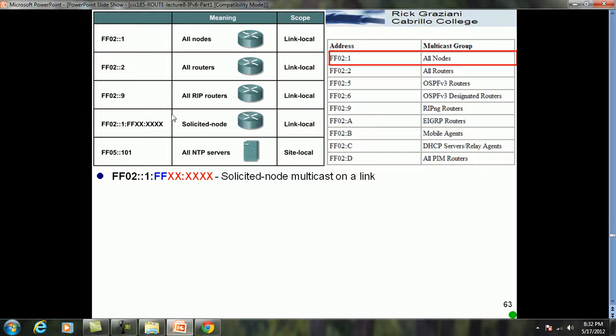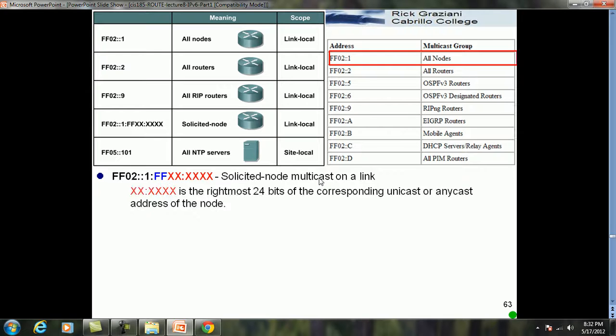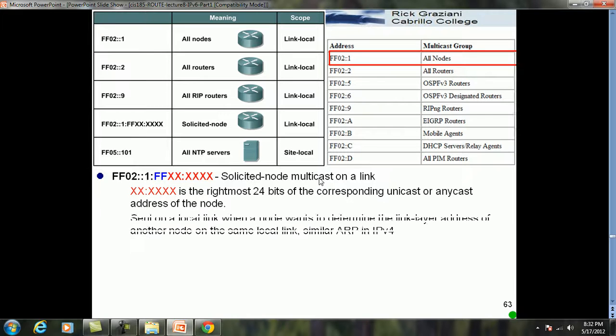FF02::1, then FF02::1:FFXX:XXXX, the solicited node multicast address. What does this mean actually? The solicited node multicast address uses the rightmost 24 bits of the corresponding unicast or anycast address of the node. It is sent on a local link when a node wants to determine the link layer address of another node on the same link. It is similar to ARP in IPv4, like IP to MAC, something like that.